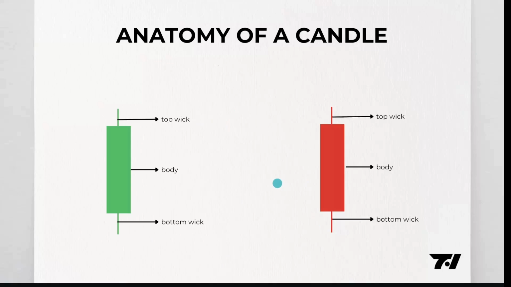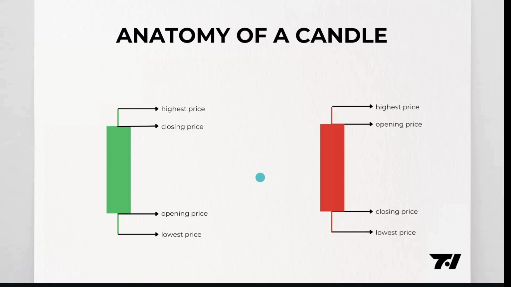Although they're exactly the same in terms of anatomy, the way the body of the candle is made is slightly different between the bullish candle and the bearish candle. And what do I mean by that? Let me show you. Let me start with the bullish candle. For the bullish candle, the opening price makes up the bottom of the body, and the closing price makes up the top of the body.